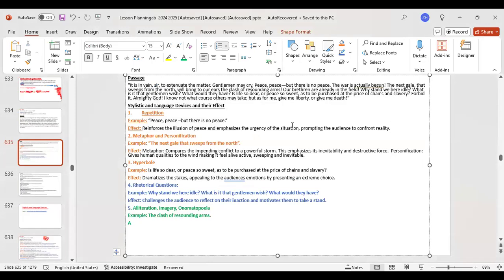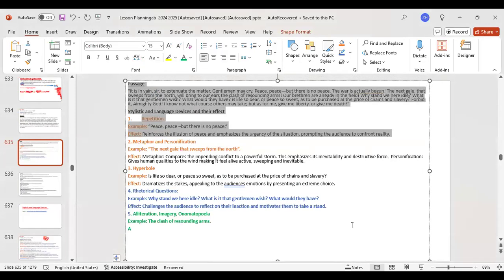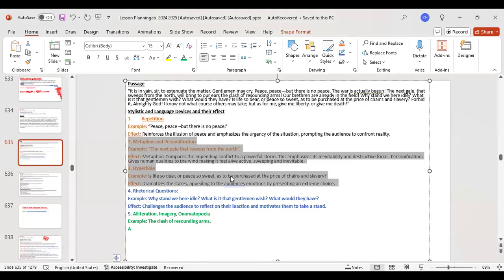So in the exam, you would say, the device that the author uses is repetition. We can see that the author uses repetition in the phrase "peace, peace, but there's no peace." The effect that this device has is that it reinforces the illusion of peace and emphasizes the urgency of the situation. And then you move on to the next one. You understand what I'm saying? You would just write it in sentence form.